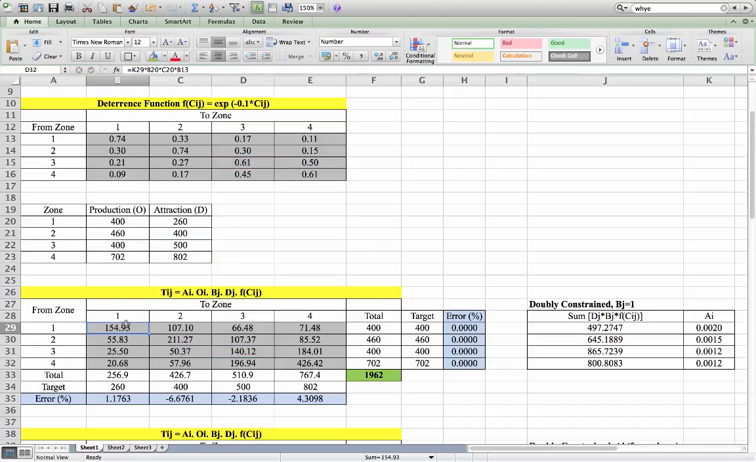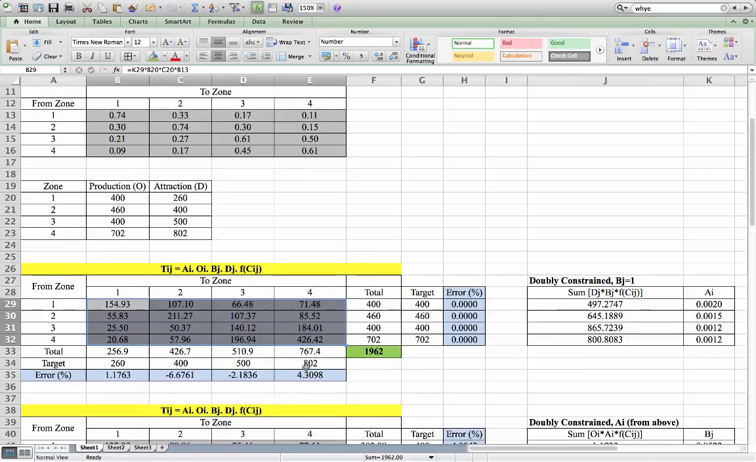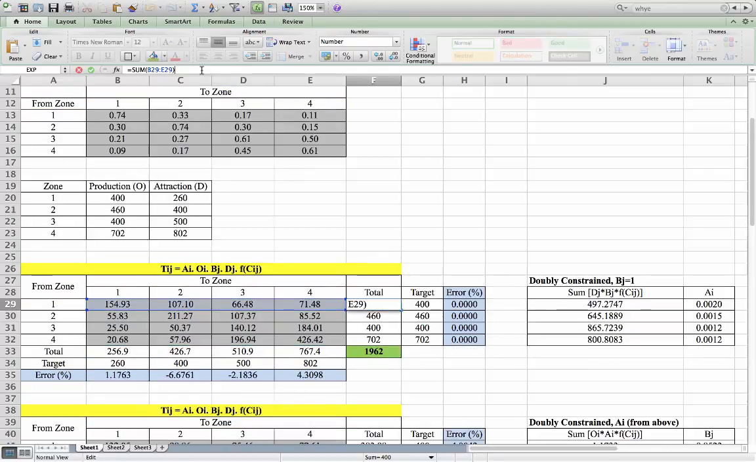And if you continue calculating these values for the entire table, you get this trip matrix. And you can now sum the total productions, as I've shown here, for each row, and sum the attractions for the columns, as I've shown here. And you can see, because in the first iteration we assumed Bj to be equal to 1, what we are actually doing is like applying an origin-based constraint model for the first iteration.